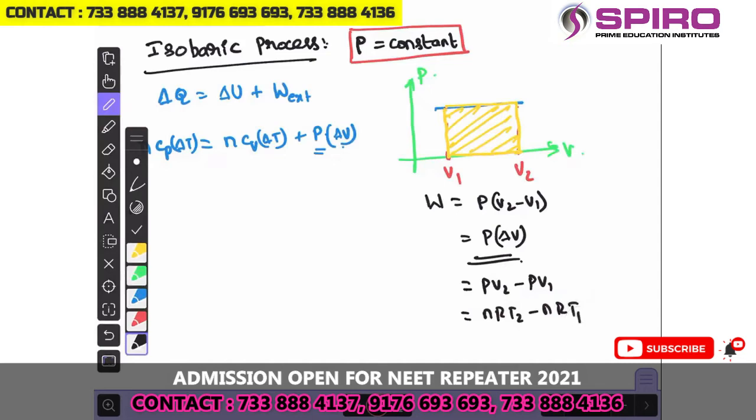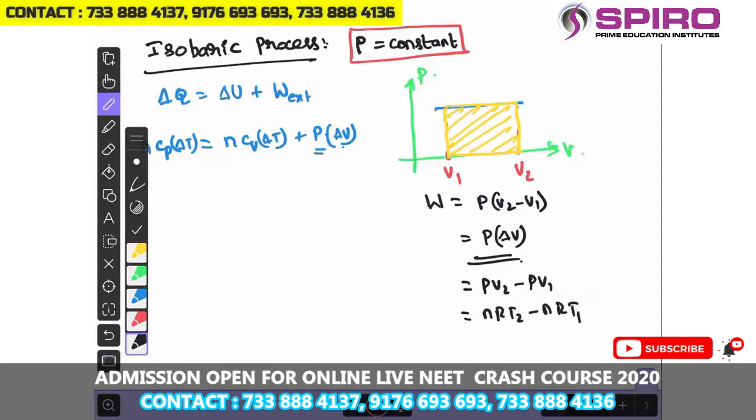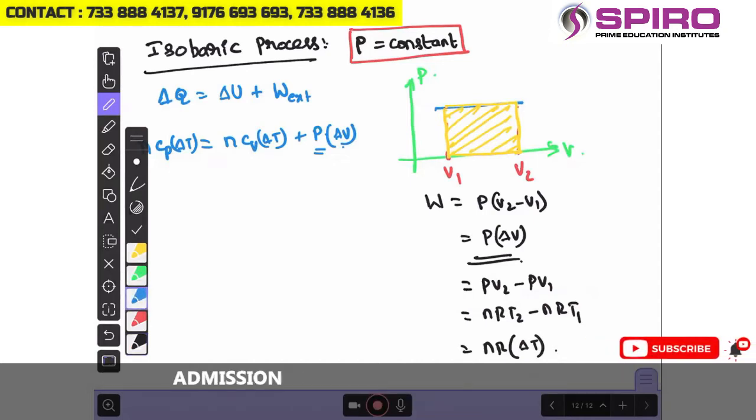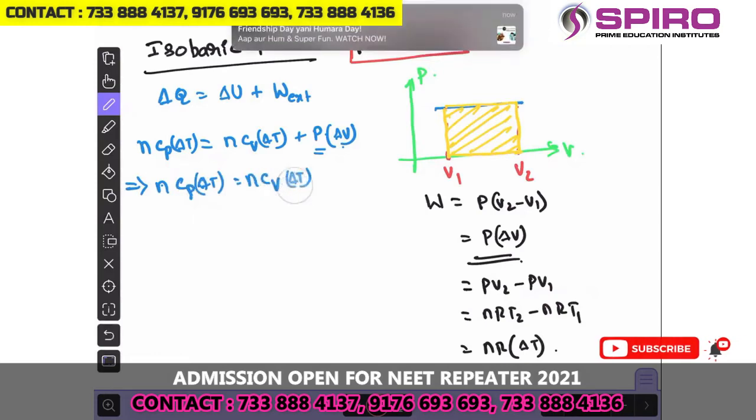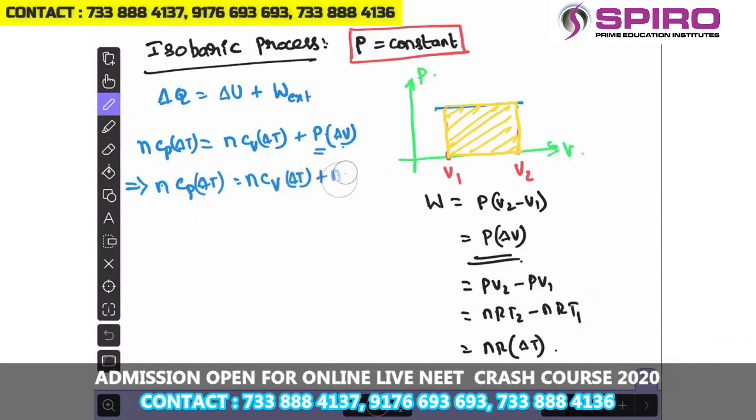Okay. And if you take nR into T2 minus T1, that is delta T, nR delta T. Okay. And if you write the P into delta V value, I will substitute it here into the convenient form. That is nCp delta T equal to nCv delta T plus nR delta T.